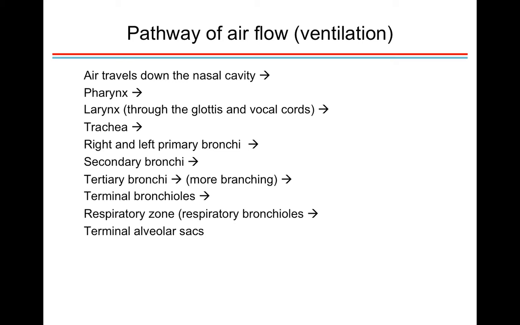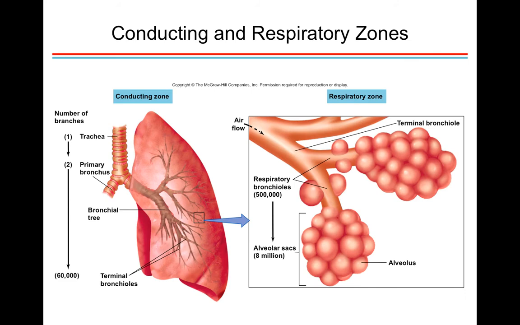So if we look at the pathway of airflow, which is called ventilation, we have air traveling down the nasal cavity, then it travels to the pharynx, and then to the larynx, where we have the vocal cords, then to the trachea, then to the right and left primary bronchi, the secondary bronchi, to the tertiary bronchi, to the terminal bronchioles, to the respiratory zone, and then finally to the terminal alveolar sacs.